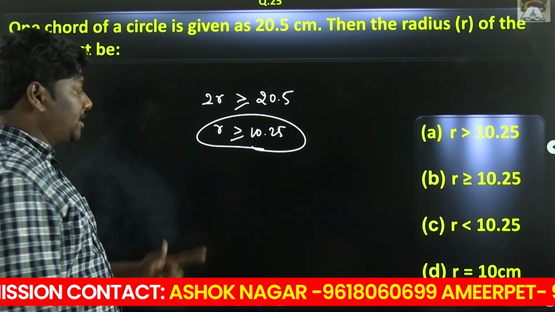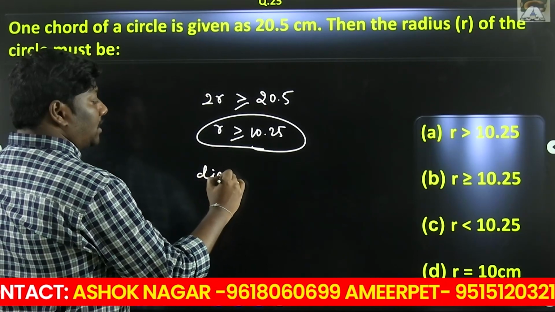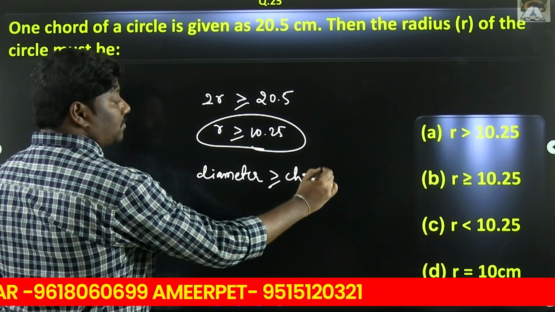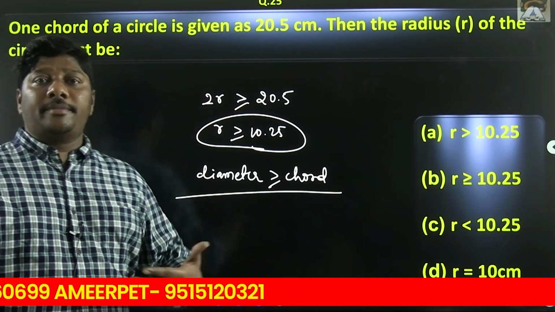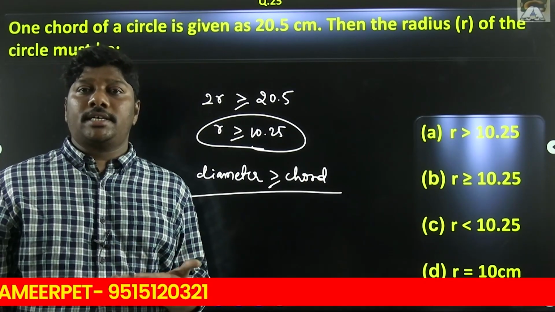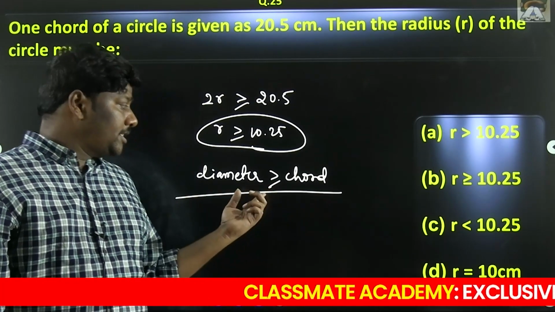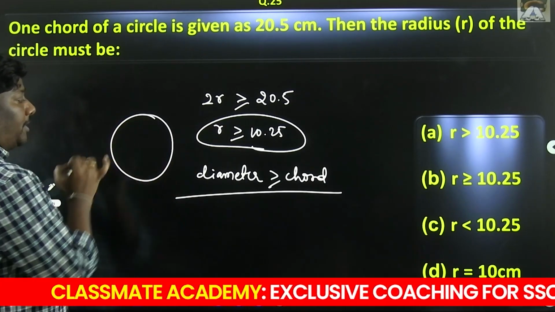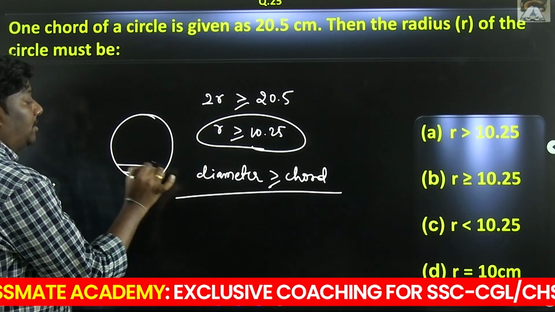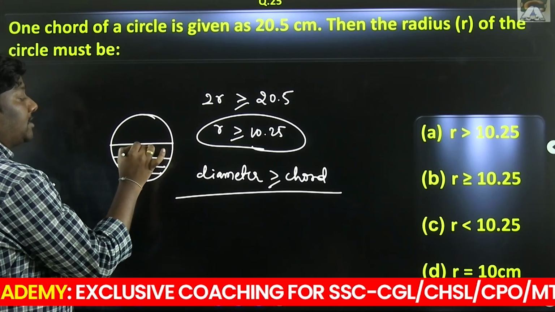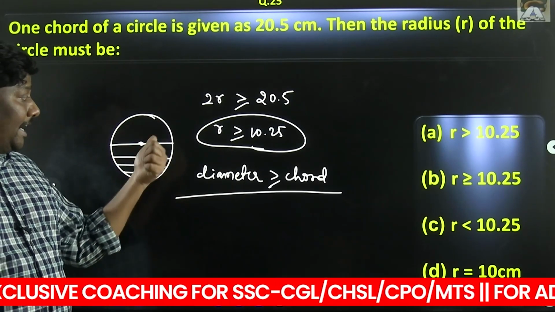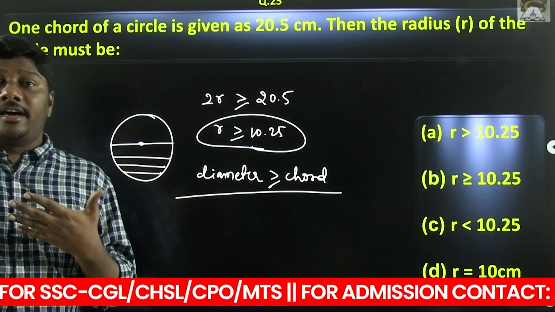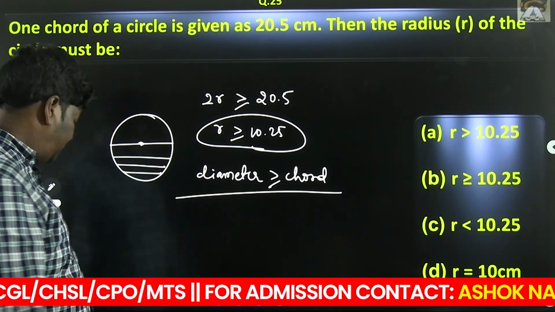Okay. What is the logic we are using here? Diameter greater than or equal to chord. Okay, because diameter is called what? The longest chord in a circle. Okay, if it is longest, then diameter will always be greatest. If I show it graphically, chord can be here, here, here, or else at the max it is the diameter. So diameter is always greater than or equal to the length of the chord, because diameter itself becomes the chord.